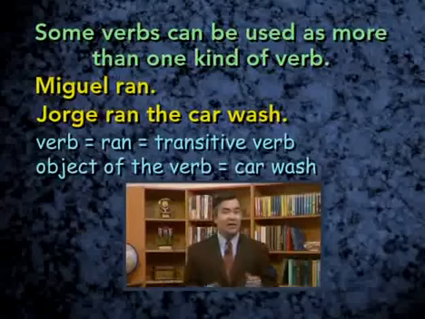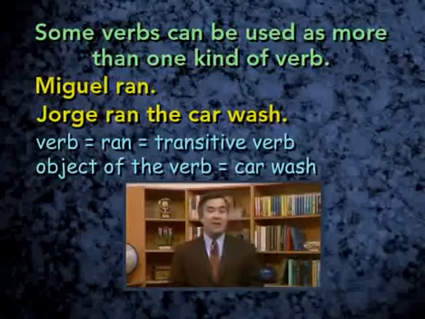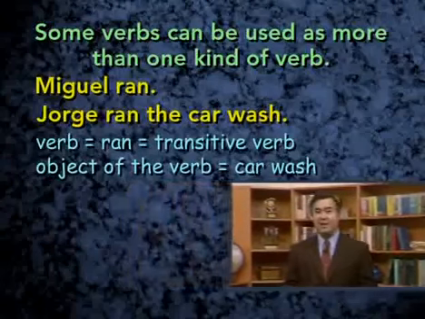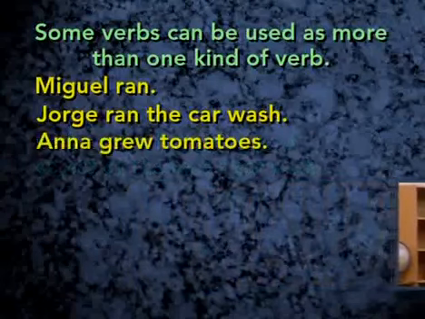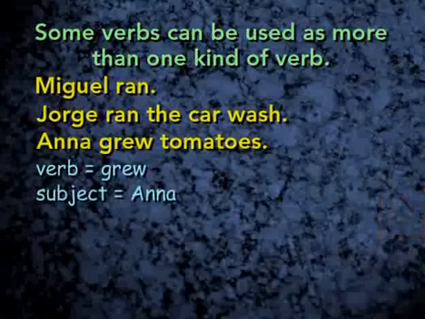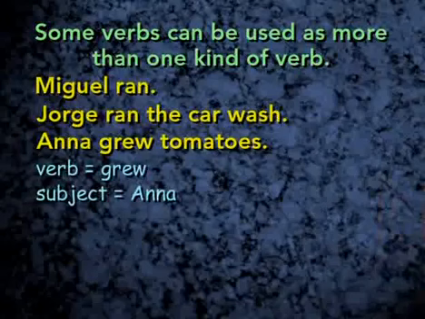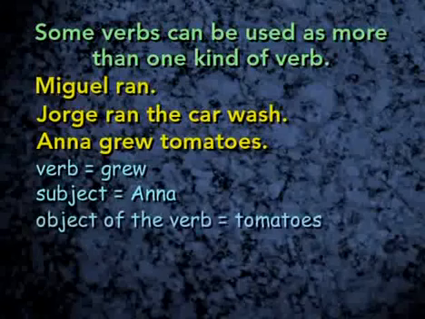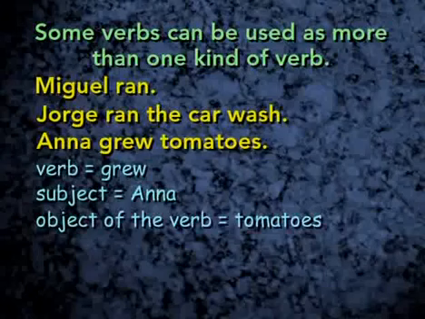Here's another example of how the role played by the same verb may change from one sentence to the next. Anna grew tomatoes. In this sentence, the verb is grew. The subject is Anna. Now, what did Anna grow? Is there an object to the verb grew? Yes, there is. She grew tomatoes. So the noun tomatoes is the object of the verb grew. It receives the action of the verb.